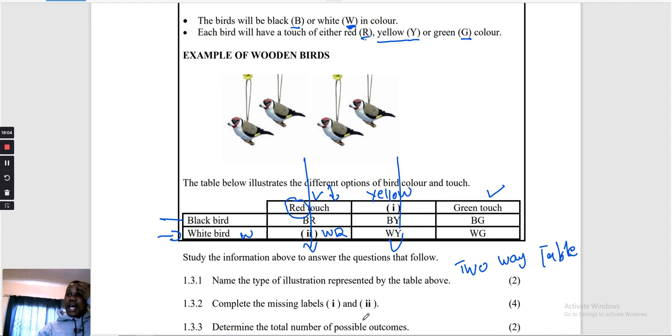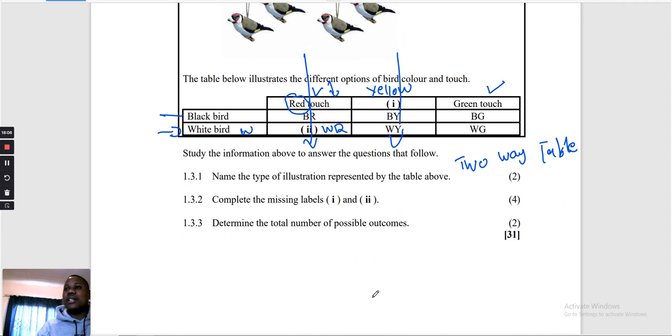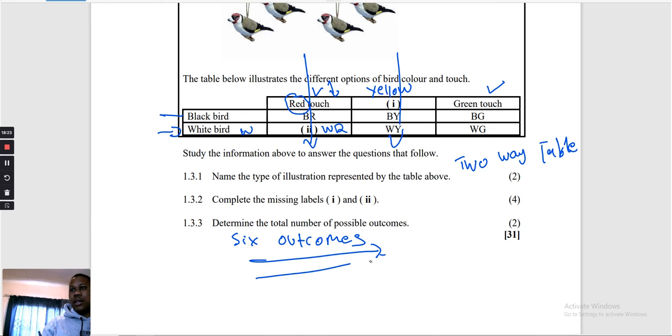Okay, now they say determine the total number of possible outcomes. So our first outcome is what? BR, BY, BG. So here we have how many outcomes? We have 6 outcomes. Okay, and that is the end of our first question.